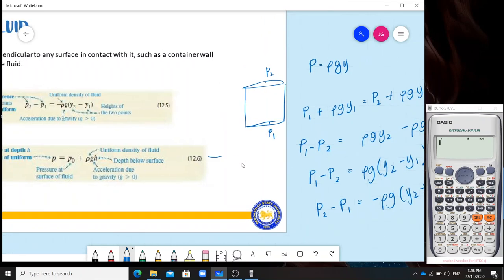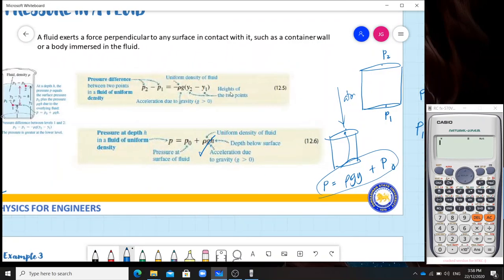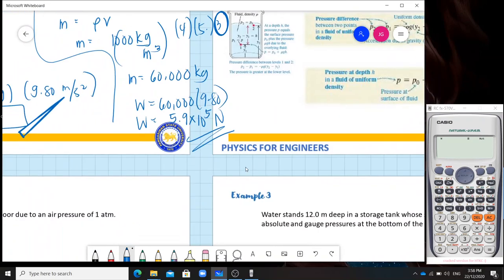So, ganun lang din kapag halimbawa, itong fluid natin is open sa surface. Okay? Ito is open sa surface, nakabukas. So, meron tayong atmospheric pressure na tinatawag. So, para mahanap natin to, P is equals to rho gh plus P0. Ayan. Ito kasi yung fluid, rho gh or rho gy plus P0. Ito pressure na to. So, dito nang galing yan. Okay? So, tandaan nyo lang yung formula at mas mapapadali.